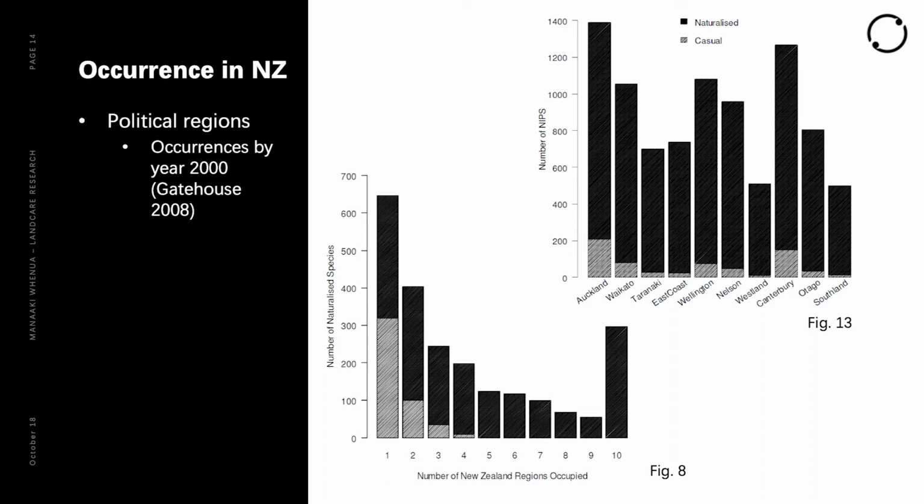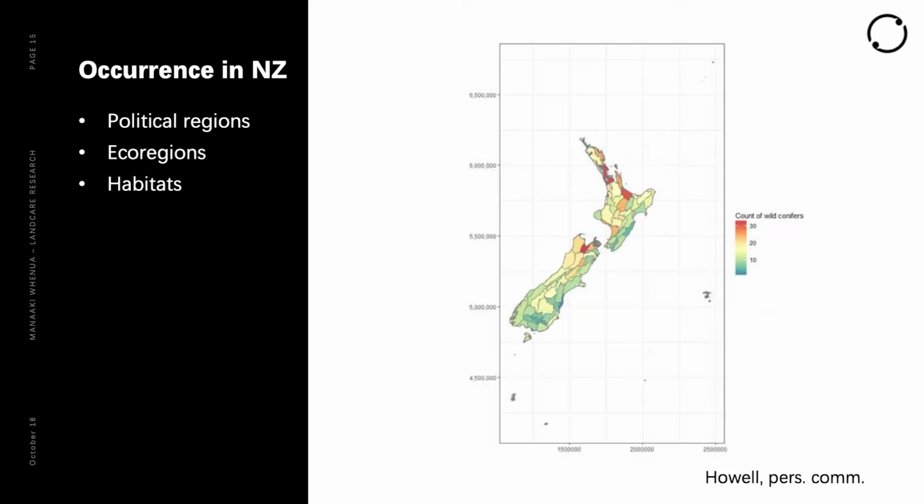And there are quite a few who are present everywhere, but the greatest number, and especially in terms of casual species, are present only in one region. And so what kind of opportunities does that present for management and even potential eradication, as we talked about earlier today? But another way of thinking about this and of potential importance to management is not just which political regions, but also which ecoregions or habitats are these species present in, or are they actually most likely to invade.